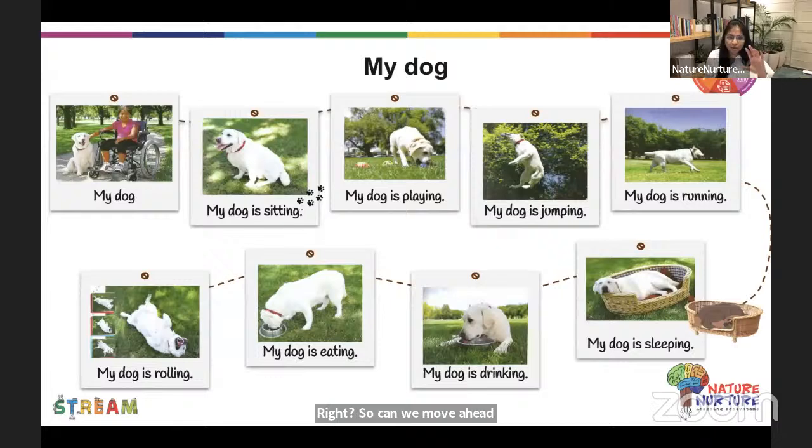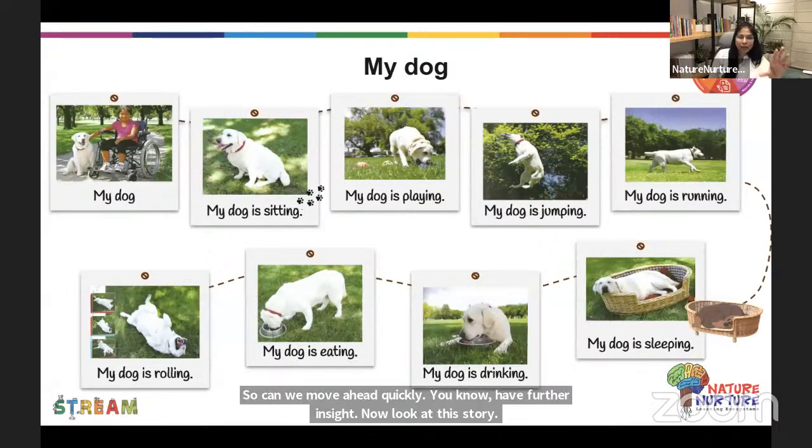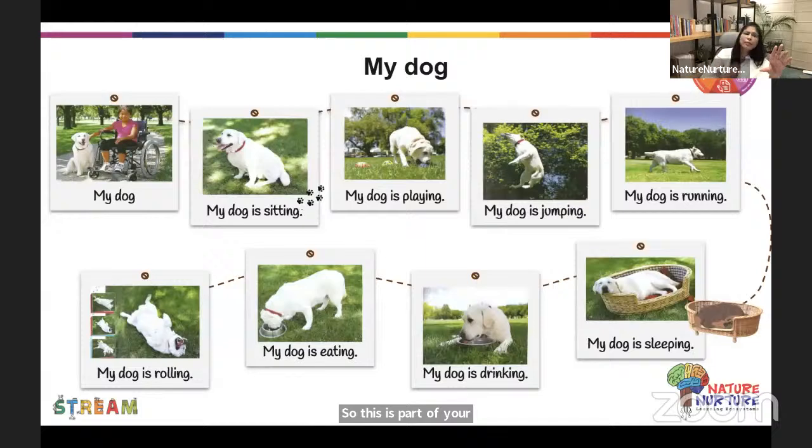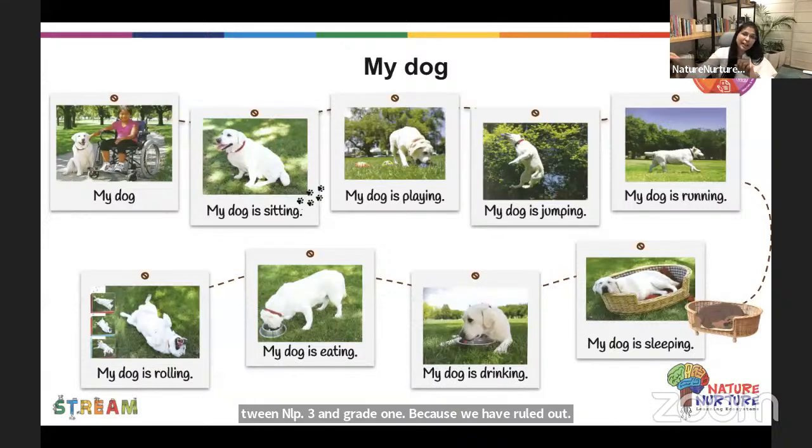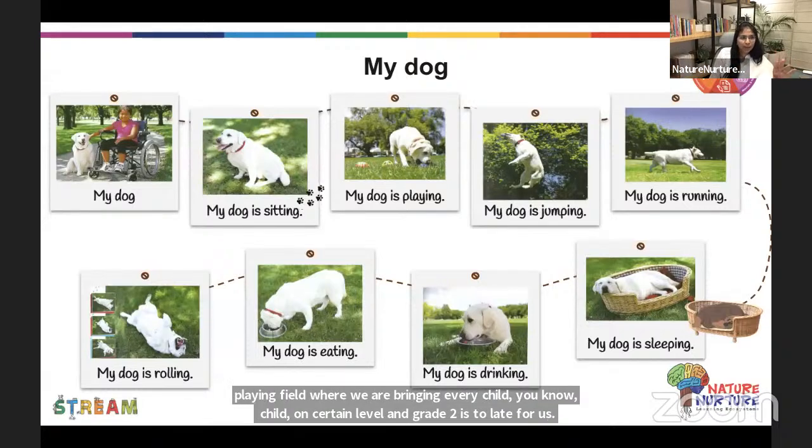Now look at this story. This is part of your NNLP 4 learning program. Why am I focusing on NNLP 4 as a sample prototype? It is somewhere between NNLP 3 and grade 1, because we have ruled out NNLP 2 and grade 2. Why? NNLP 2 is the level playing field where we are bringing every child to a certain level, and grade 2 is too late for us to bring in a lot of changes. So I have picked NNLP 4.